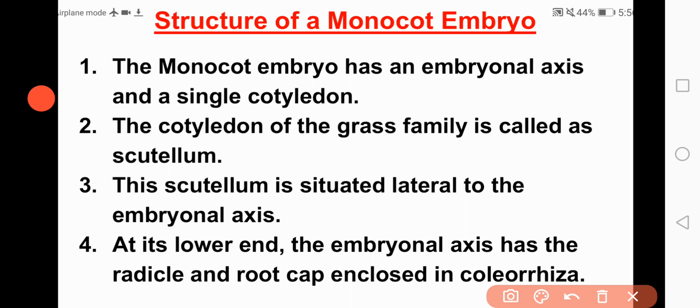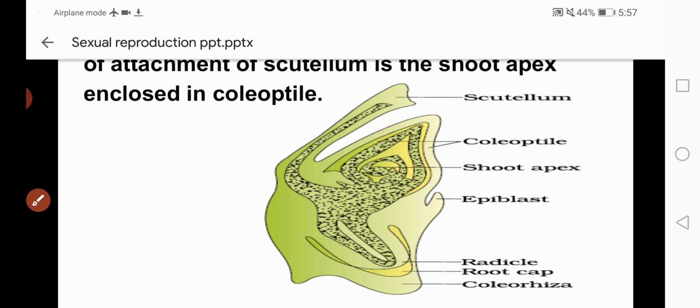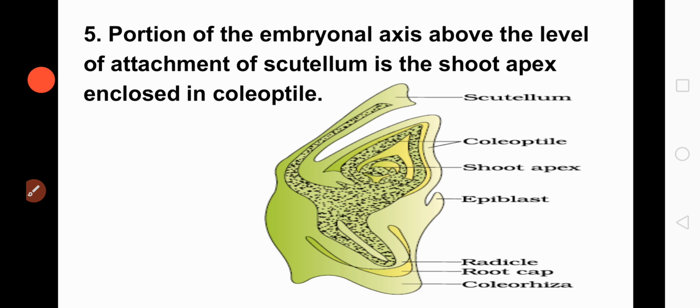So what is scutellum? So scutellum is nothing but it is the cotyledon of the grass family, and this scutellum is situated lateral to the embryonal axis, and at its lower end the embryonal axis has the radicle and root cap enclosed with the coleorhiza, and the portion of the embryonal axis above the level of attachment of scutellum is the shoot apex enclosed in coleoptile. So this is the picture of monocot embryo.